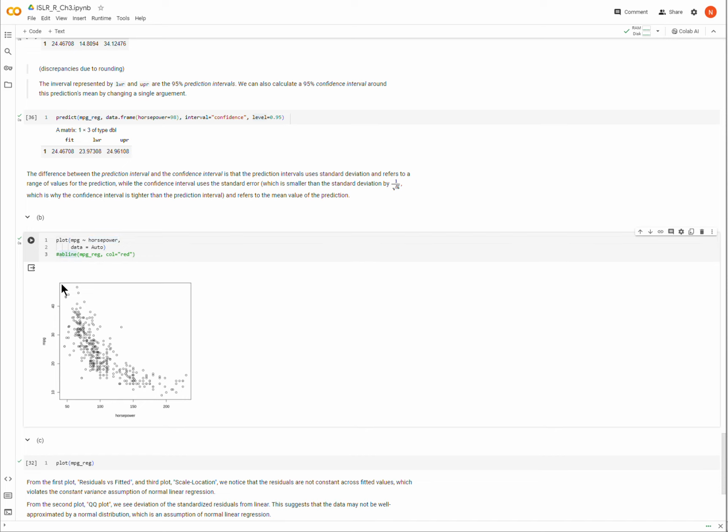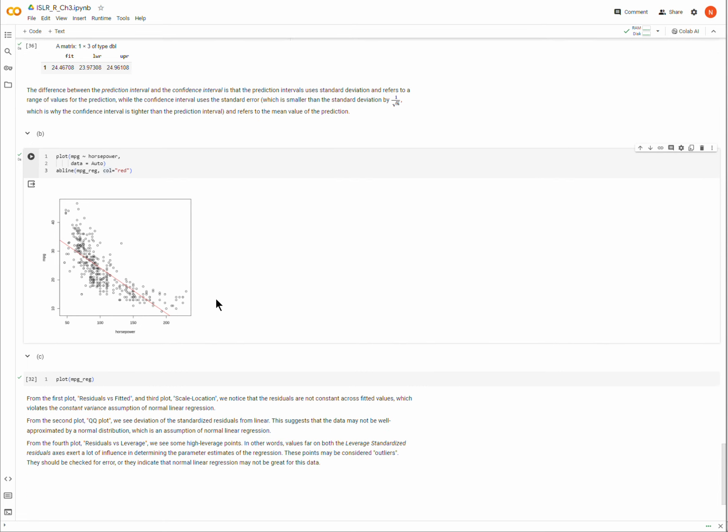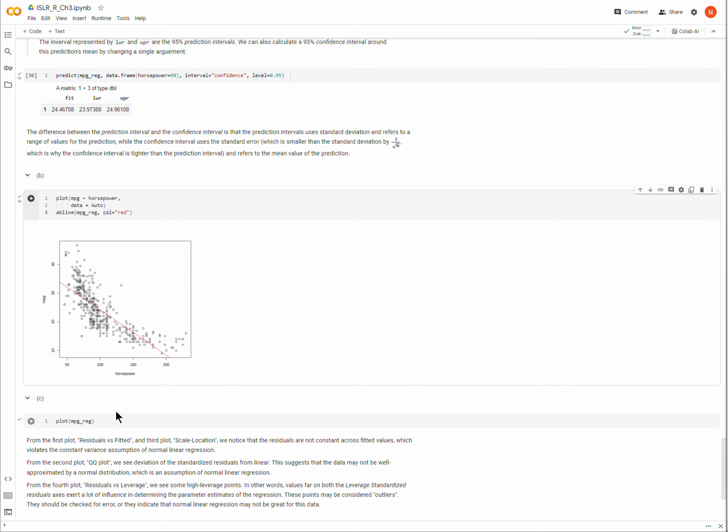And then I plot my abline against that. So I just do abline with the regression that I'm taking this from, and I'm going to color it red. And this is what we get. And so now, in the last part of the question, we want to make some judgments about how well this line is fitting the data.